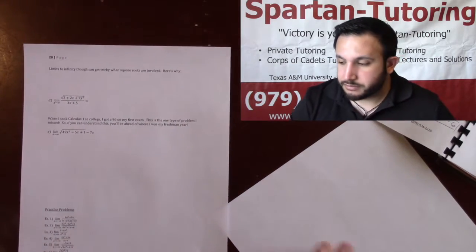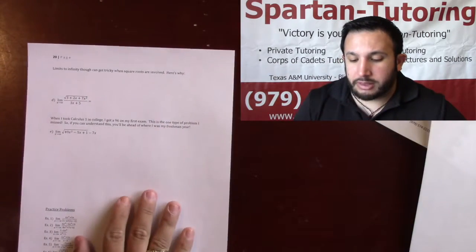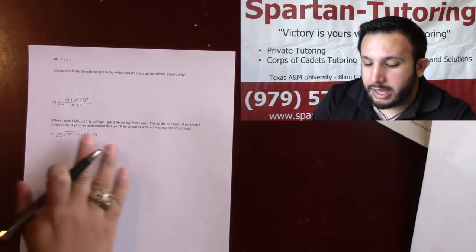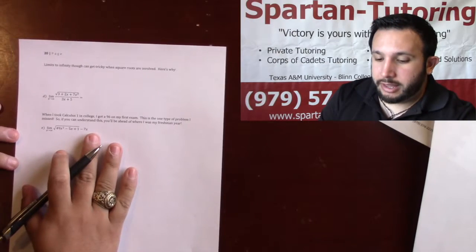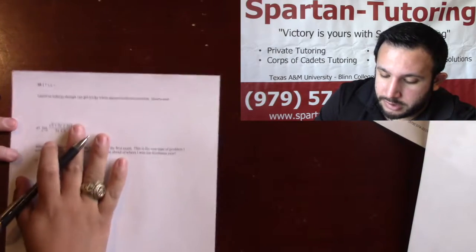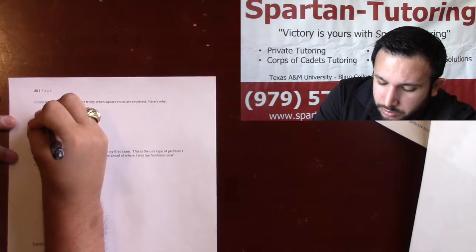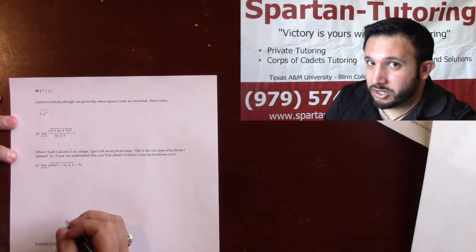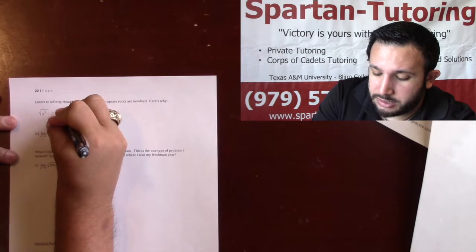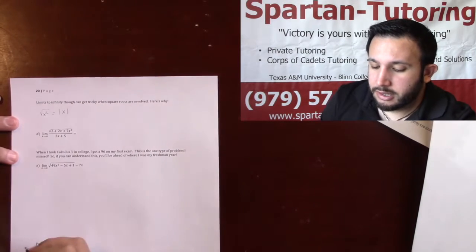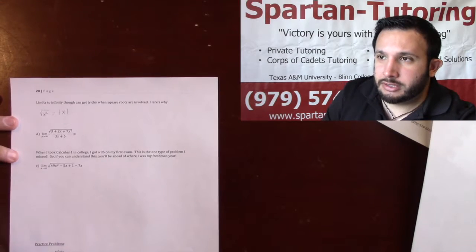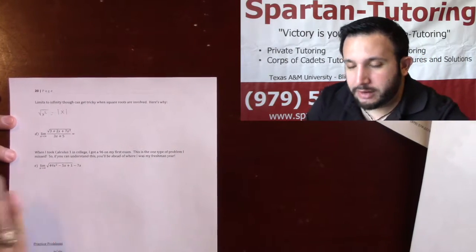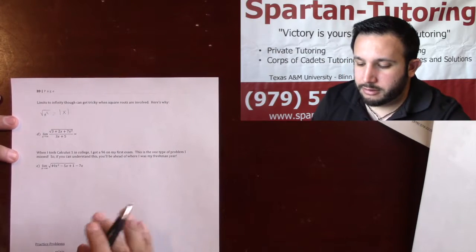Okay. So let's talk about limits to infinity when square roots are involved. Going back to pre-calc for a sec, what is the square root of x squared equal to? The square root of x squared is not just x. It's the absolute value of x. The reason it's the absolute value of x is because you can't take the square root of something and output a negative number, so it's always the absolute value.